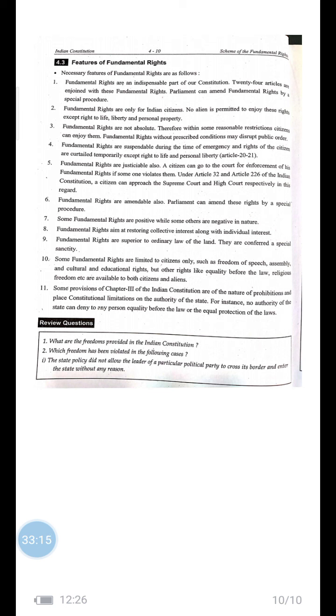Seventh is some fundamental rights are positive while some others are negative in nature. Then the eighth one is that fundamental rights restore the collective interest along with the individual interest.